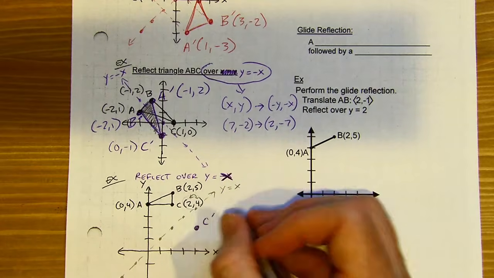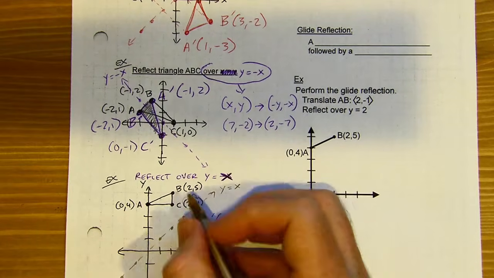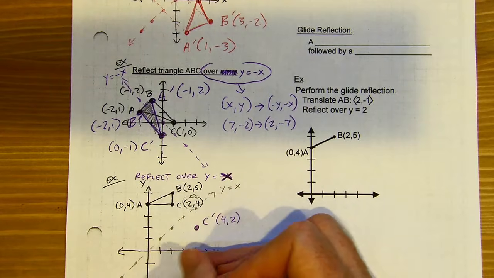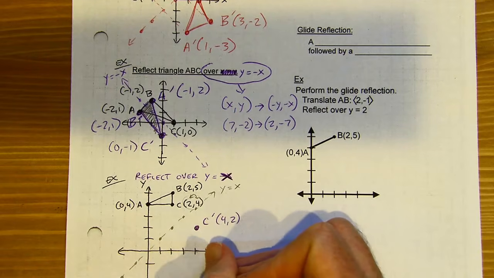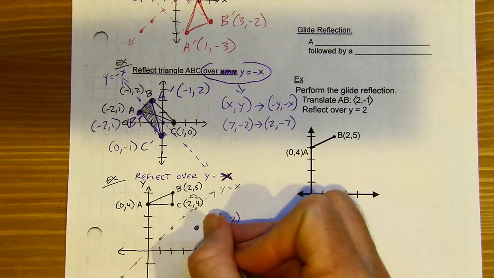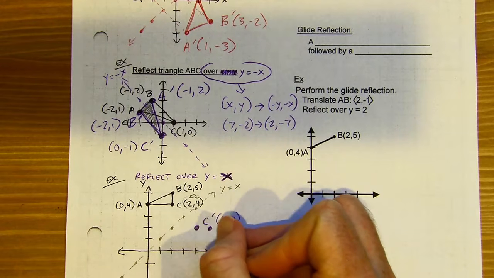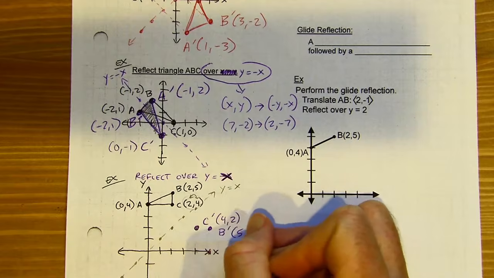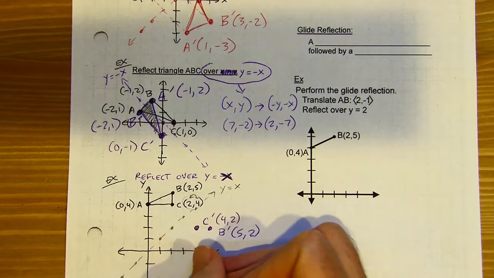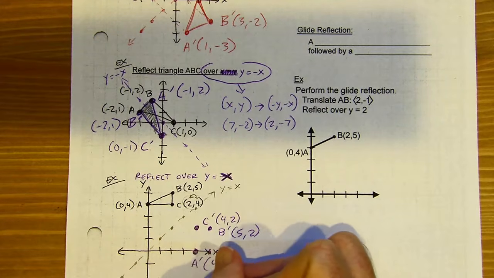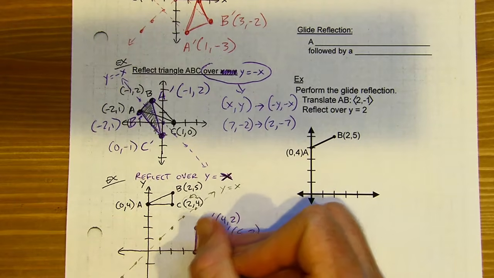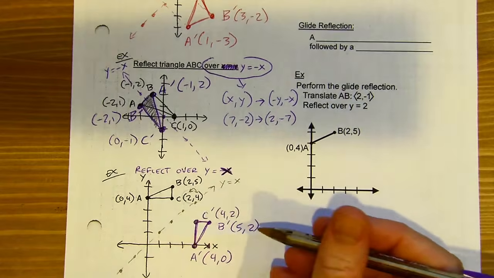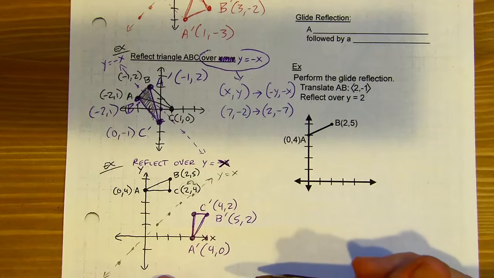And then, so yeah, this is 4, 2. And then instead of 2, 5, I'm going to have 5, 2. 1, 2, 3, 4. Oh, need one more tick there. And rather than 0, 4, I'd have 4, 0. Okay, make sure you put the little ticks to show what your final image is as opposed to your original one. Okay.